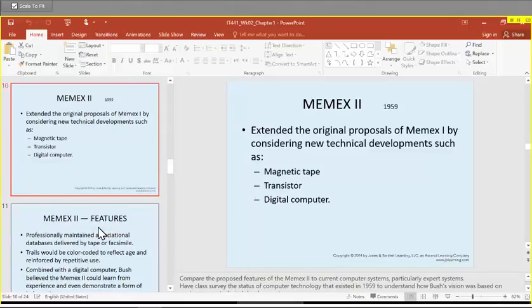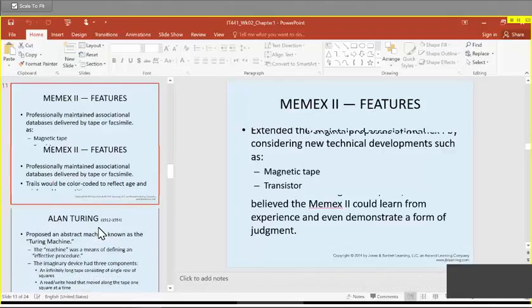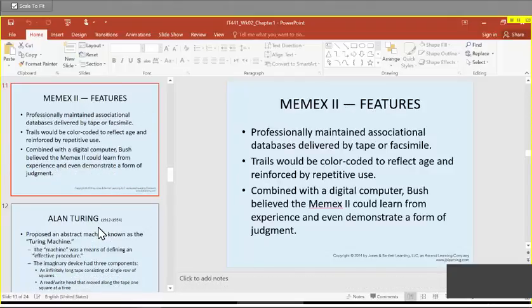Then in 1959 MEMEX 2 was invented, which extended the original proposals of MEMEX 1 by considering new technical developments such as magnetic tapes, transistors, and digital computers. So MEMEX 2 features included professionally maintained associational databases which were delivered by tape or facsimiles, and the trails would be color coded to reflect age and reinforced by repetitive use. It was also combined with a digital computer, and Bush at that time believed that MEMEX 2 could learn from experience and even demonstrate a form of judgment.